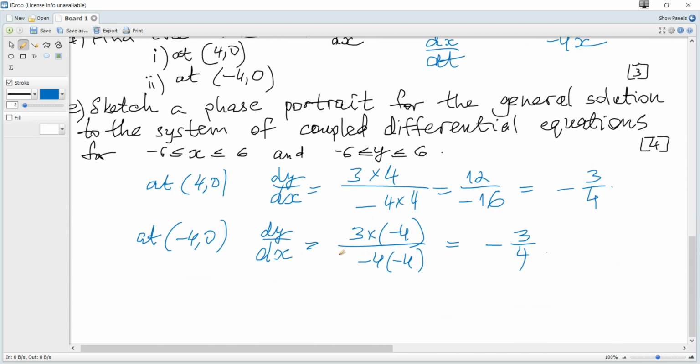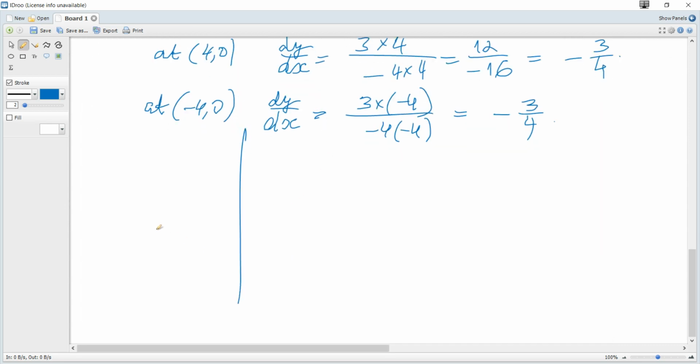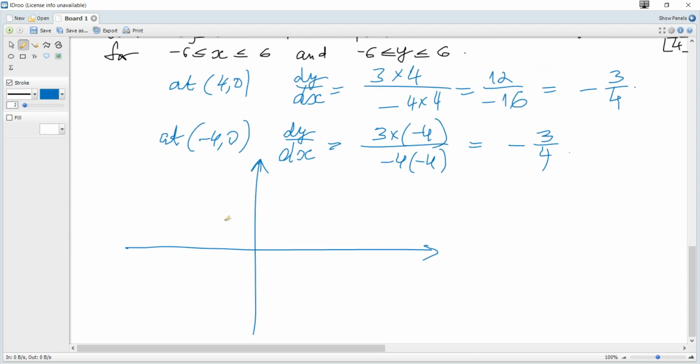So the next: sketch a phase portrait for the general solution for the system of coupled differential equations, for x in between -6 and 6 and y in between -6 and 6. Since the eigenvalues are both negative, it will be the next. First of all, this system will be stable, but what does it mean?